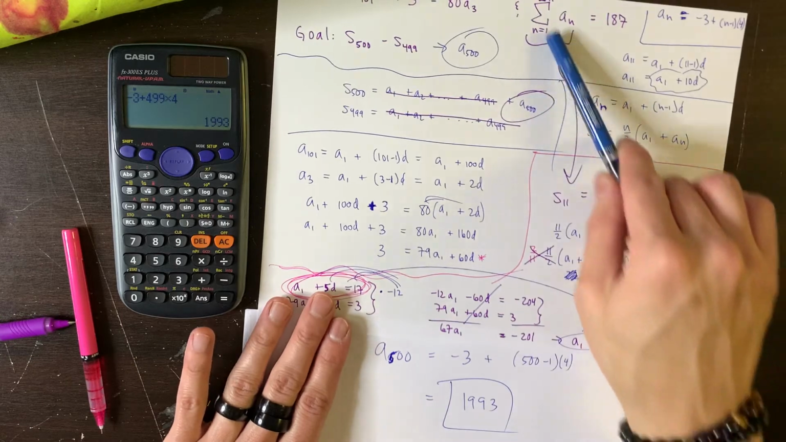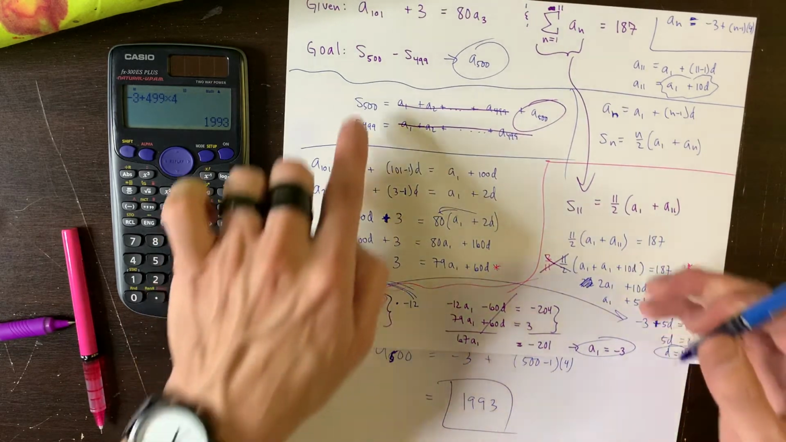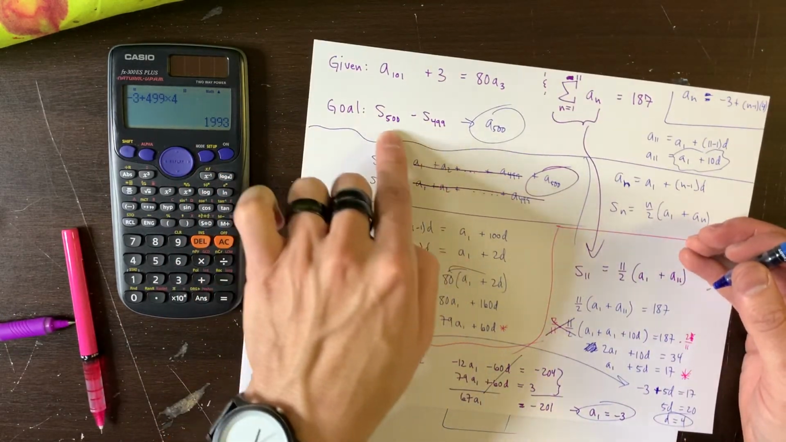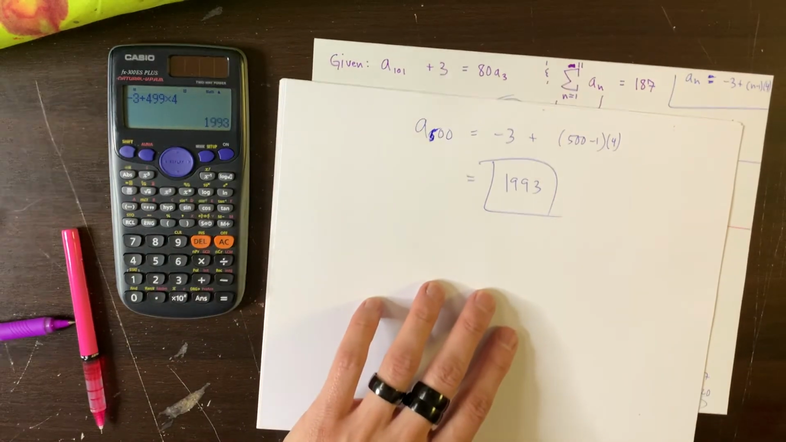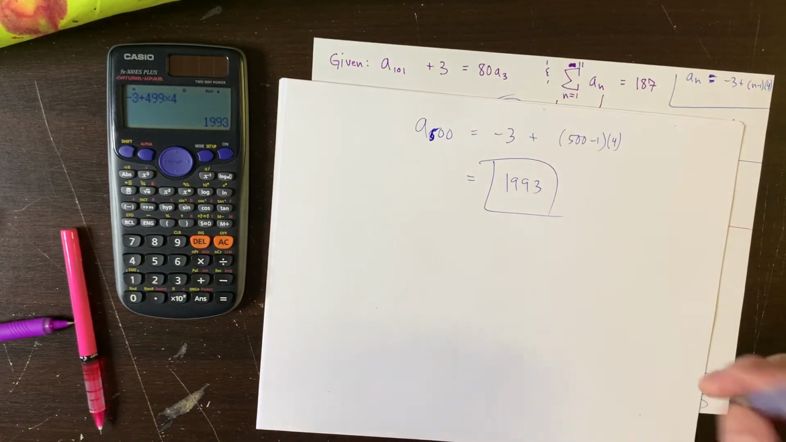This required a system of equations along with a correct interpretation of the goal. So final answer is 1993.